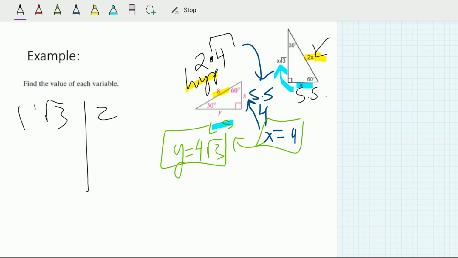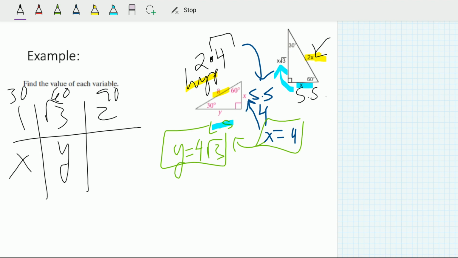1, square root 3, 2. We know this is a 30, 60, 90. And now the bottom three numbers are the information we're going to get from the triangle we're actually trying to solve. So the side opposite the 30 is the x. The side opposite the 60 is the y. The side opposite the 90 is the 8. And so then you can go ahead and just do the work.